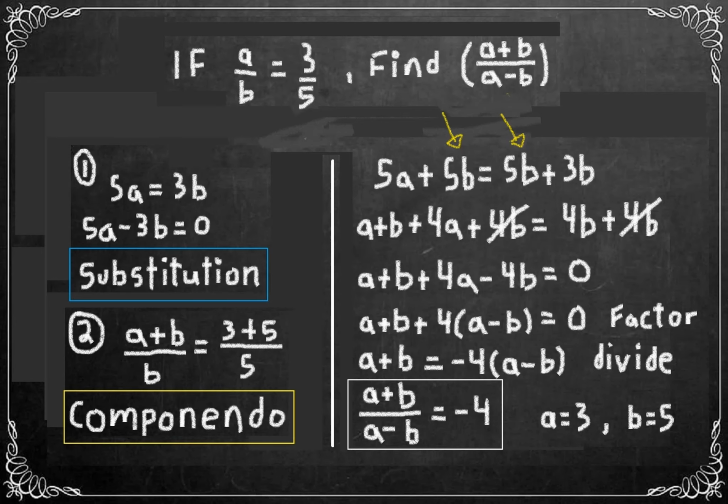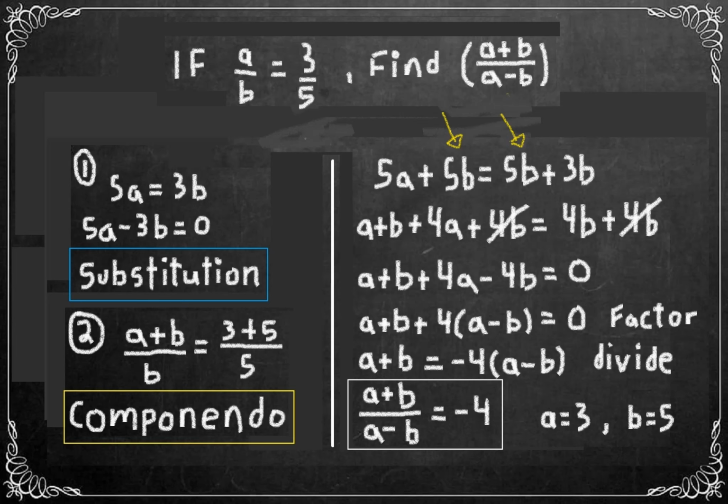So here's the original problem. If a over b equals 3 over 5, find a plus b over a minus b. Then, in column 1, case 1, we cross multiply to get 5a minus 3b equals 0. We know AI offered the substitution method to solve case 1. Before we formally discuss it, in case 2, we'll use the method of componendo.